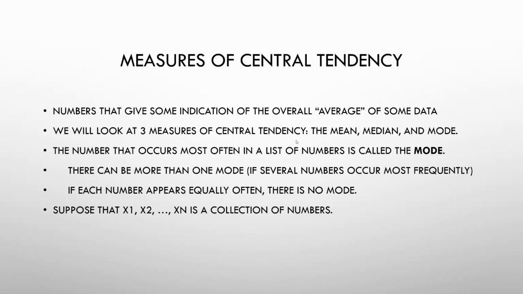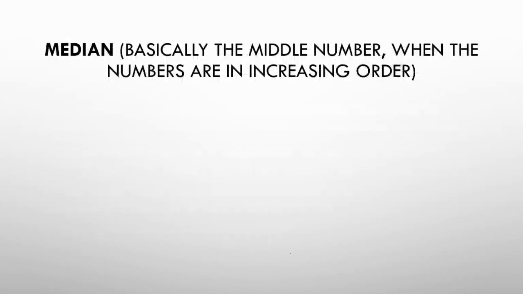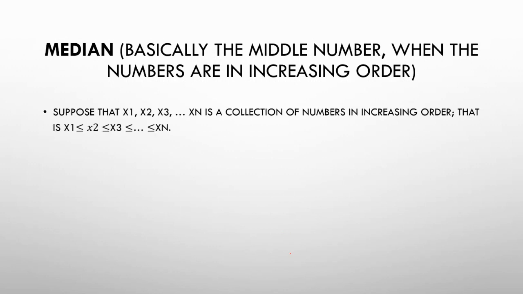Next, we're going to be thinking about the mean. So let's say x1, x2, x3, etc. out to xn is a collection of numbers. Then the mean, which we're going to call x bar, the x with a little line over it, is just the sum of the x's added up, divided by n. All right? The median is basically the middle number when the numbers are written in increasing order.